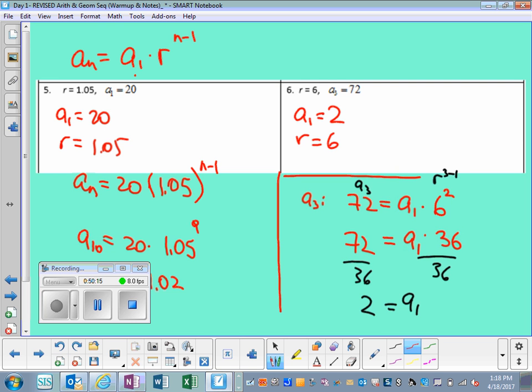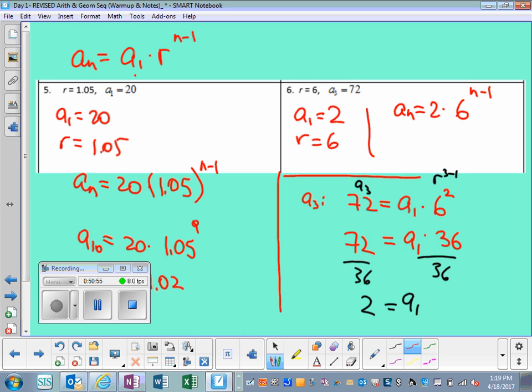Now I know my A1 and I know my R, so I can write the formula for An. An equals A1, which is 2, times 6 to the power of n minus 1. And that's the explicit rule for this geometric sequence. So again, look at the generic formula. You need to know A1, you need to know R. So use whatever information you have to set up the equation, solve for what you need, and you're done.